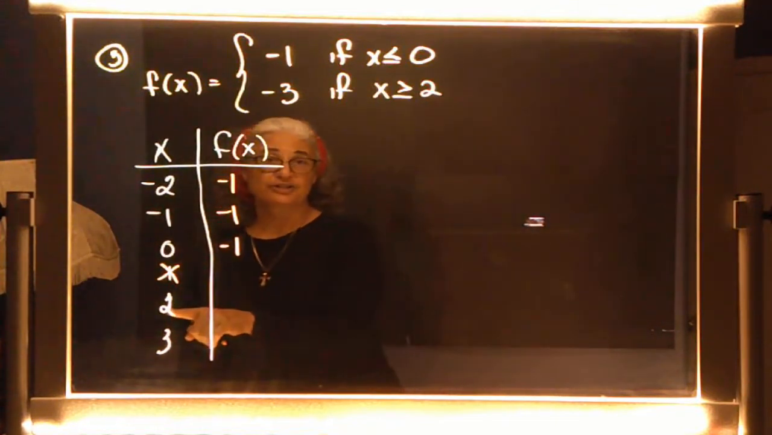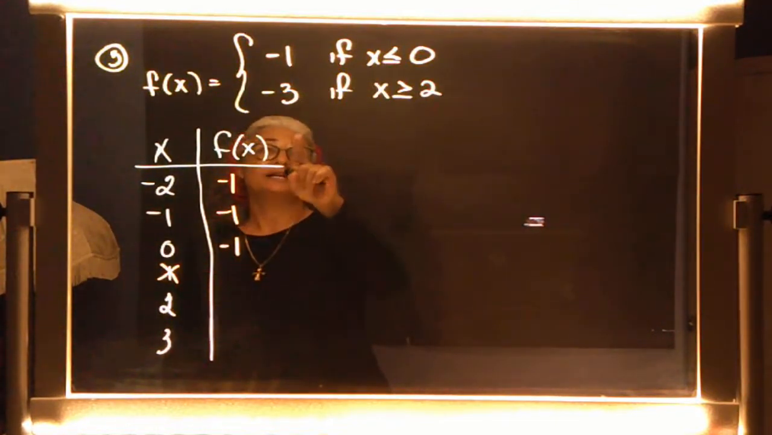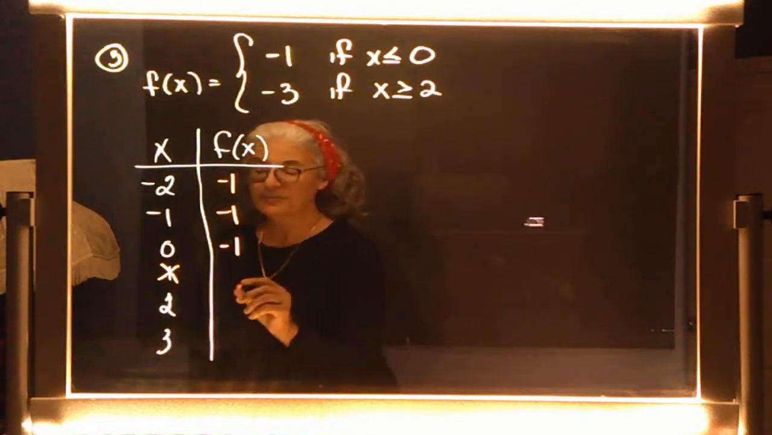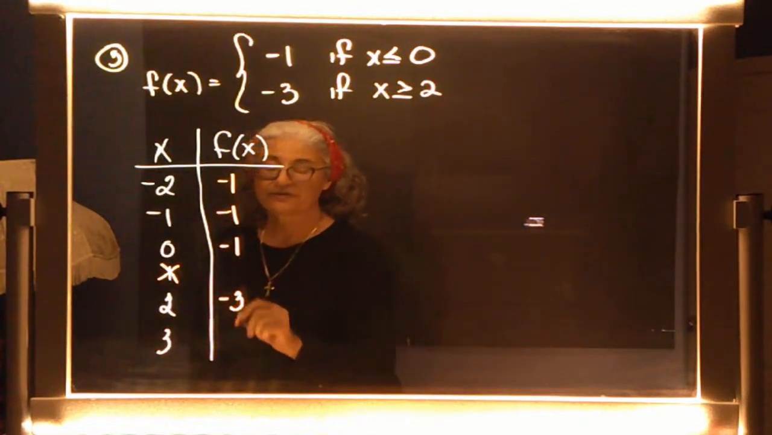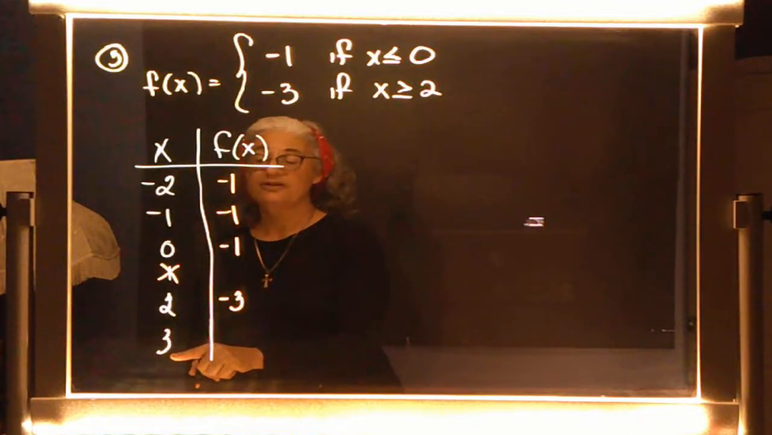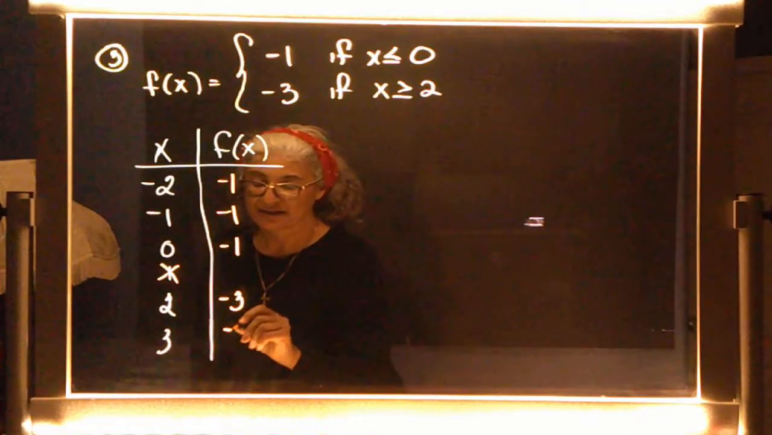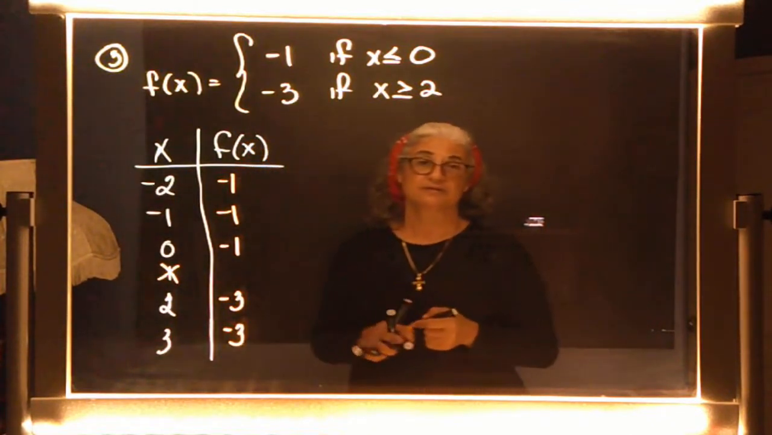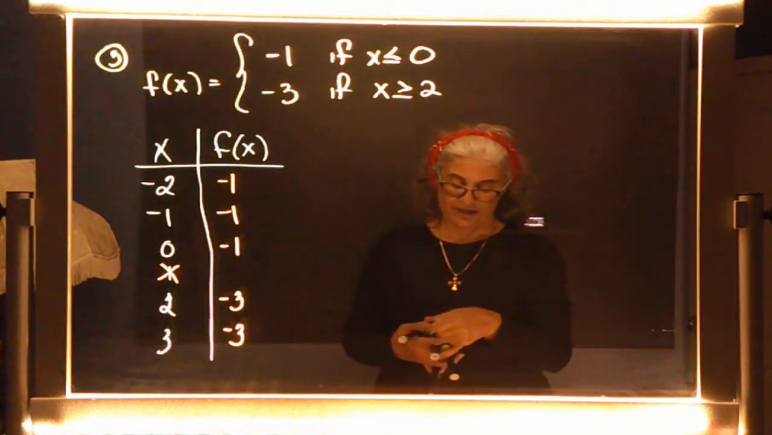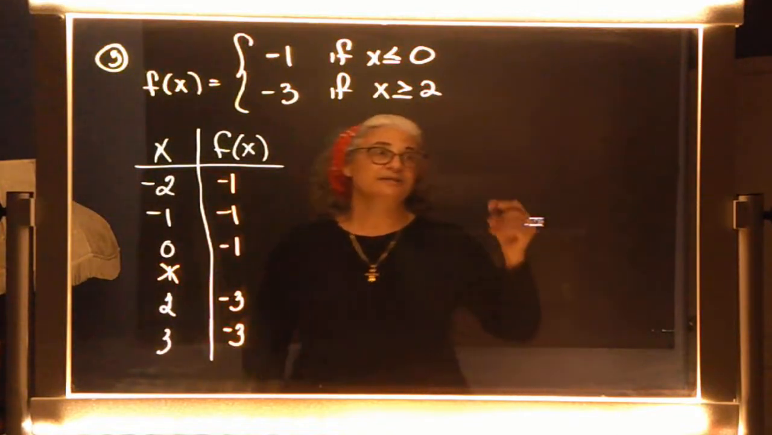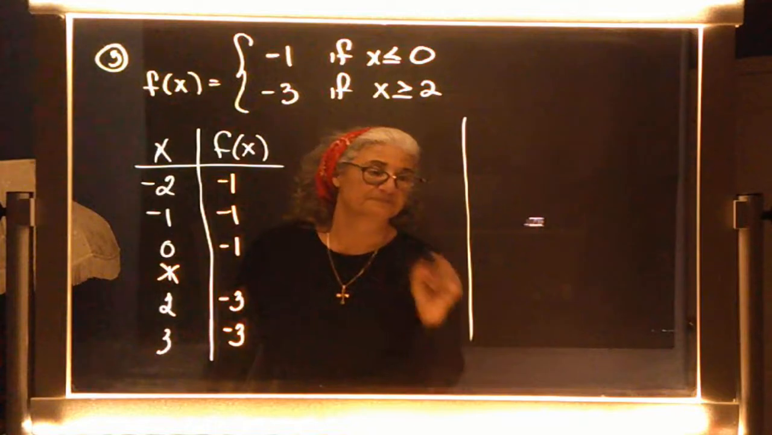Which means I'm going to start at 2. So when x is equal to 2, I'm using the second piece, and I get -3. And when I plug in 3 for x, I get -3. Got it? Okay. Well, let's see what this graph looks like.